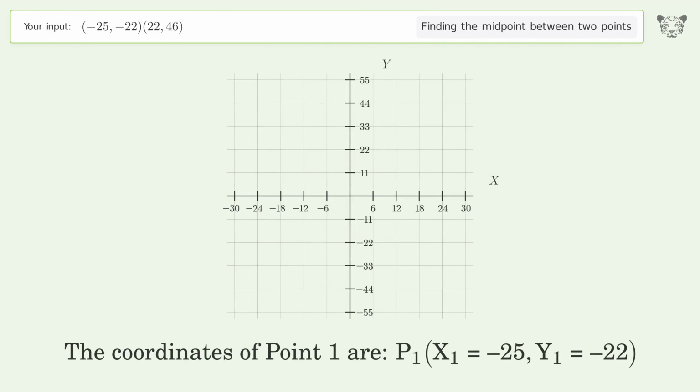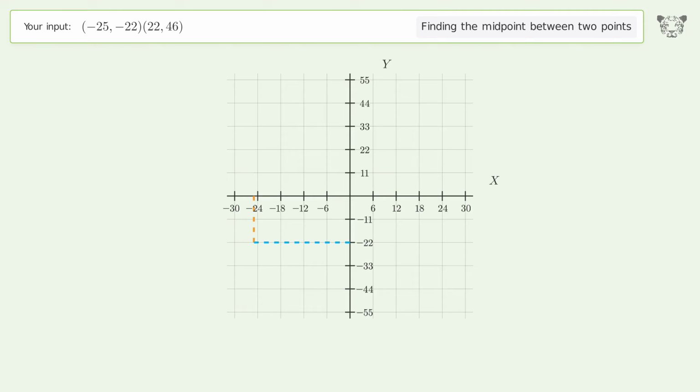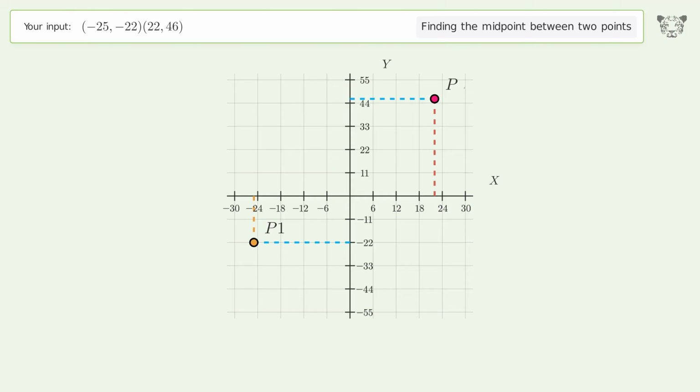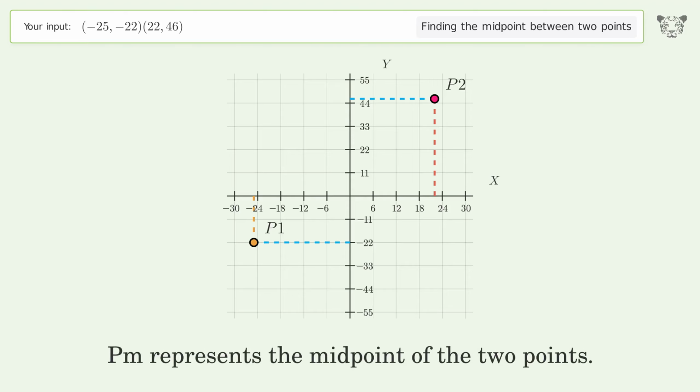The coordinates of point 1 are x1 equals -25, y1 equals -22. The coordinates of point 2 are x2 equals 22, y2 equals 46. PM represents the midpoint of the 2 points.